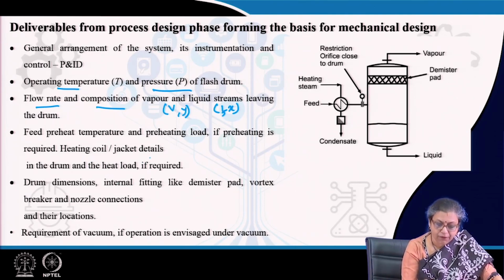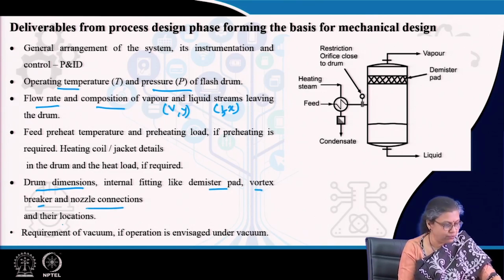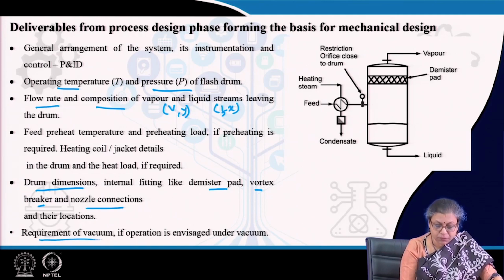And finally, after we do all these things, the next thing that we need to finalize is the drum dimensions and also the internal fittings like the demister pads, the vortex breakers and the nozzle connections and locations. Before I go to discuss the drum dimensions, there is one more thing, which I will discuss.